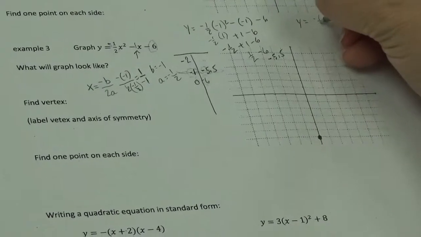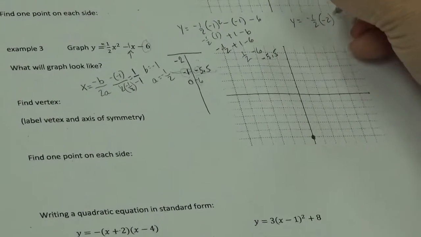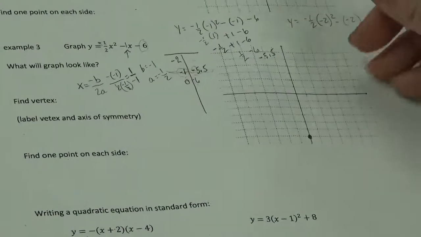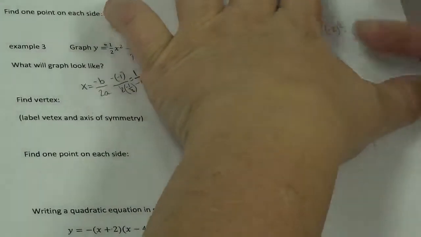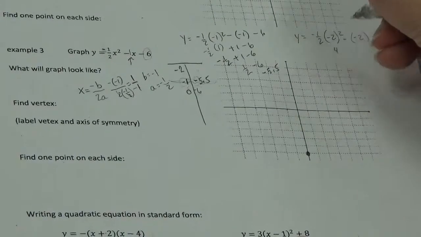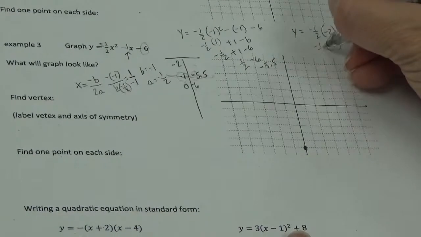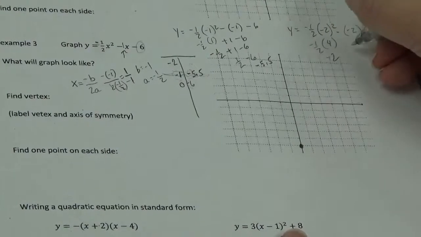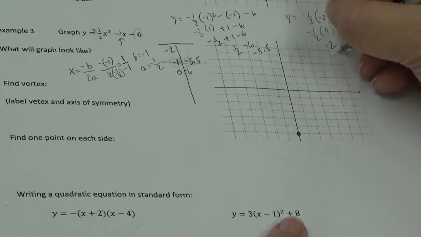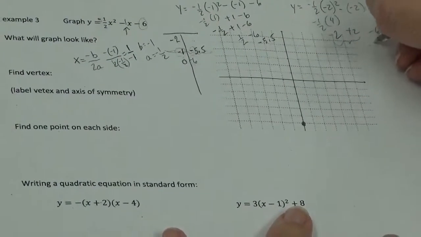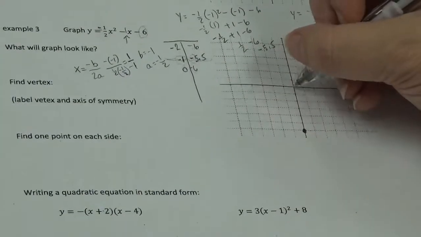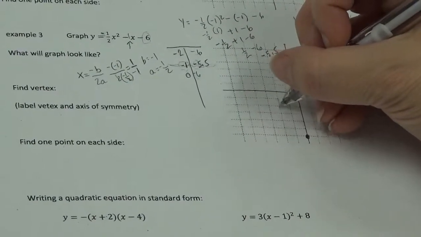So -1/2 times -2 squared minus -2 minus 6. -2 squared is 4 times -1/2, that's -2. Opposite of -2 is +2, minus 6. These two cancel each other out, so I just get -6. Good, that's what it should have been. So at -2, I'm at -6.